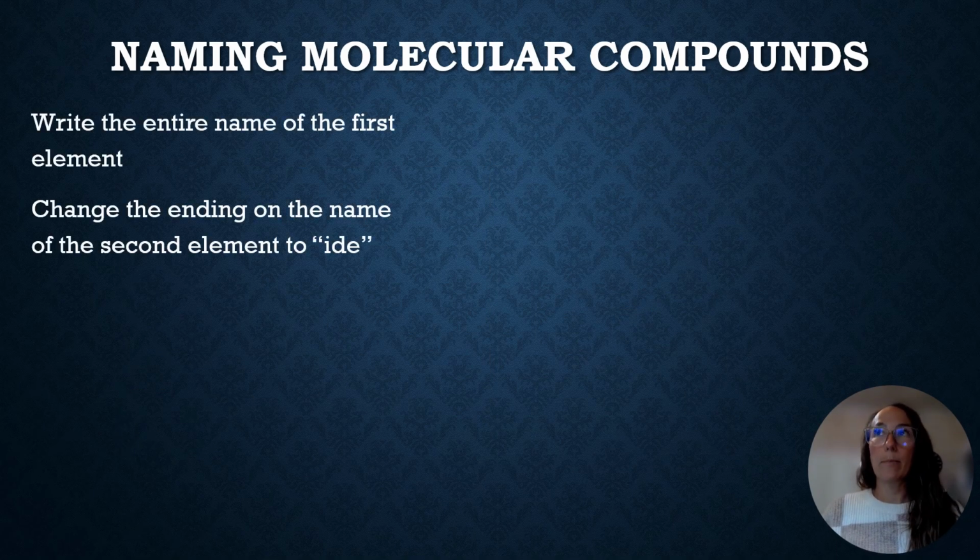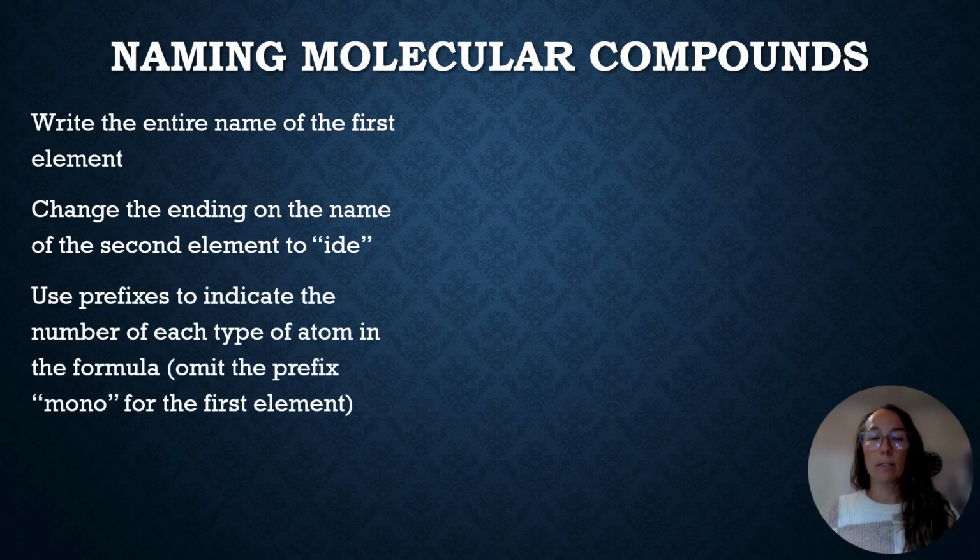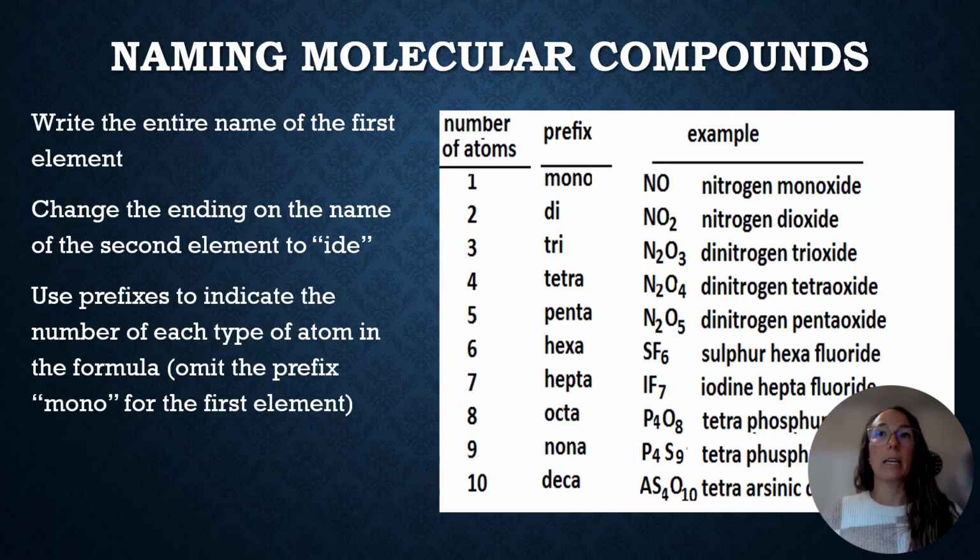When we are naming the molecular compounds by the IUPAC name, we're first going to write the entire element of the first one. Then we're going to change the ending of the second one to IDE, and then we're going to tag on prefixes onto either name, the first and the second. Prefixes meaning mono, di, tri, etc. And we're going to omit the prefix of mono for the first one. So it's never mono nitrogen monoxide. It's just nitrogen monoxide. So you leave out the mono on the first one always, but the rest you would put on.